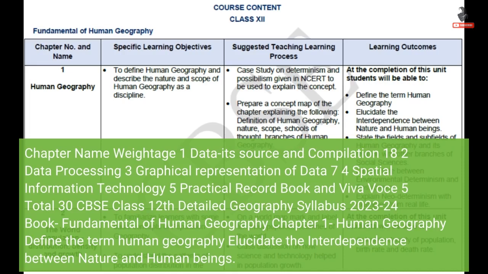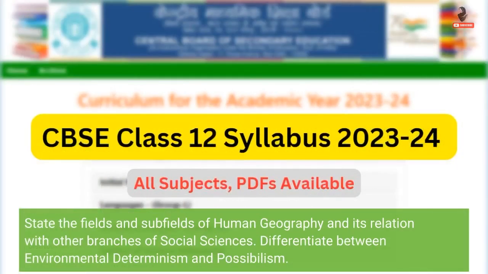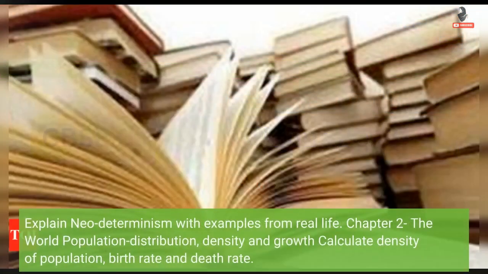Book Fundamentals of Human Geography, Chapter 1 Human Geography. State the fields and subfields of human geography and its relation with other branches of social sciences. Differentiate between environmental determinism and possibilism. Explain neodeterminism with examples from real life. Chapter 2 The World Population Distribution, Density and Growth.